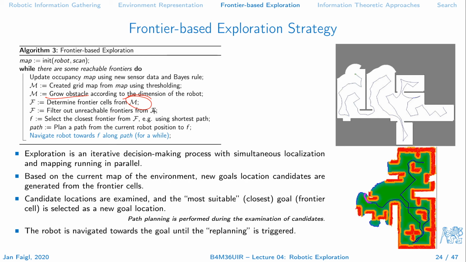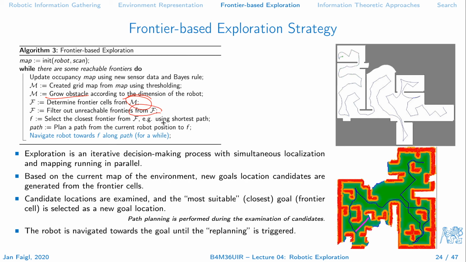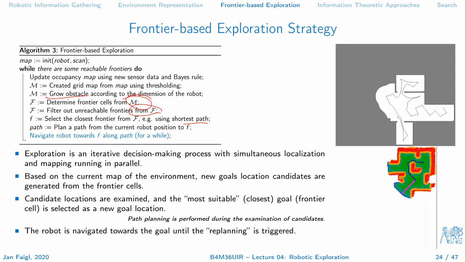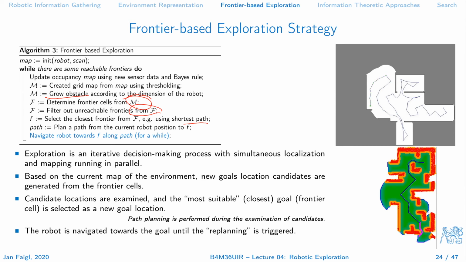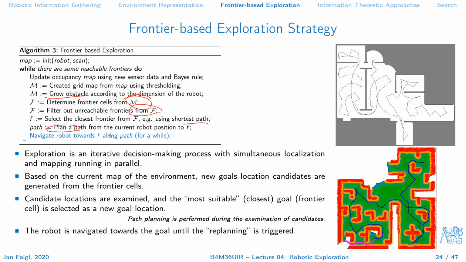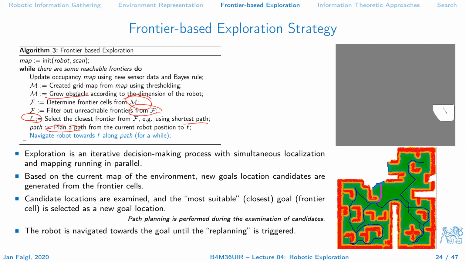We filter out unreachable frontiers, because there is no path from the current robot position. For simplicity, we can choose the next best, or the closest, or nearest frontier. So we assess the frontiers using a path from the current robot position. Once we have that, we can plan a path, which can be a little bit different, maybe more detailed, and navigate the robot towards such a location or frontier. So that's basically it, and we repeat it.